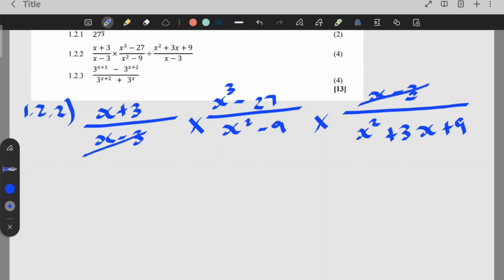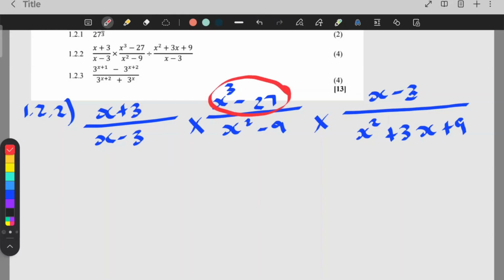I don't see anything else that might cancel. So to continue, I'm going to try and factorize. Here I can't factorize, there I can't factorize. Let's look. This I can factorize. So let's make a tick there.